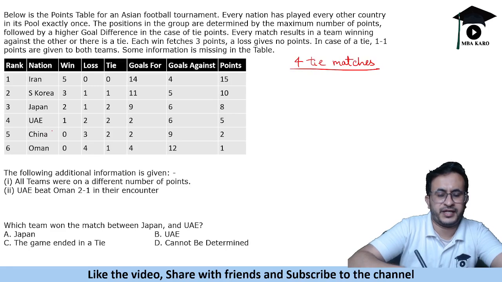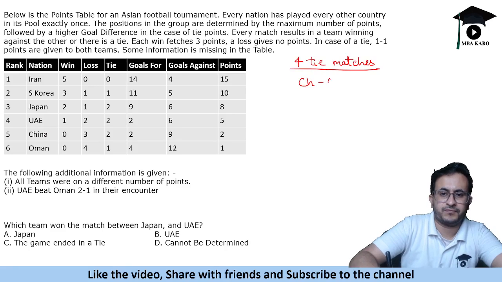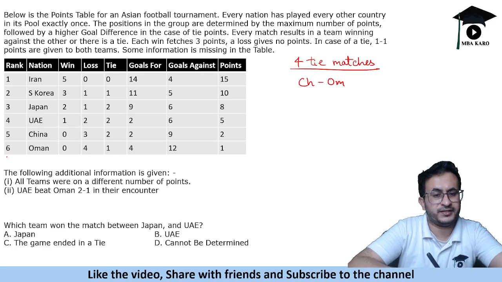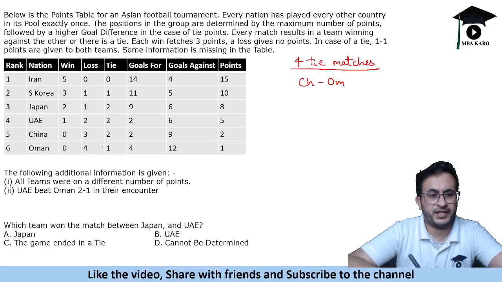First of all, we know China versus Oman is a tie match. That we figured out because none of them has any win, and that means that if they play a match, that will be a tie match.